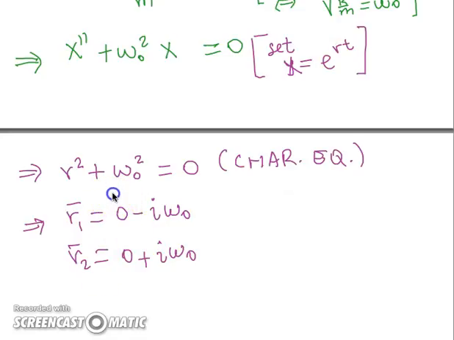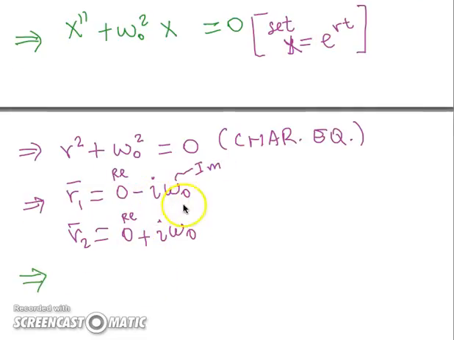This means that the real part of both of these roots is 0. These are purely imaginary numbers that lie on the imaginary axis of the complex plane, and here the imaginary part is given by this term here. The imaginary part is given by omega. So in fact, the imaginary part is minus omega or positive omega, depending on which complex conjugate we are considering.